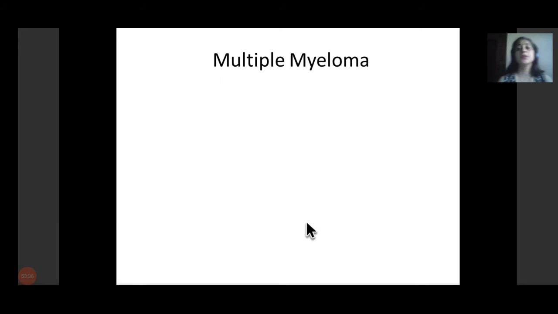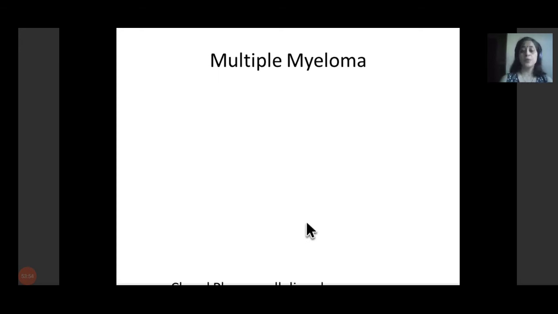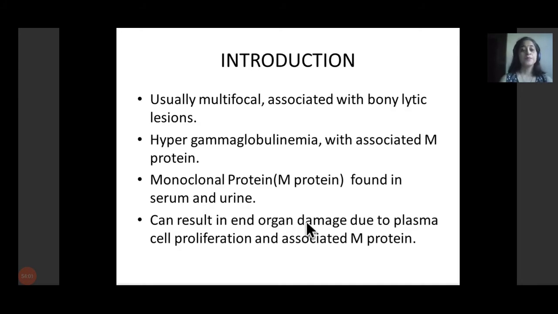Now we come to the third topic of our lecture today, which is multiple myeloma, or the clonal proliferation of the plasma cell neoplasm. And I'll go very quickly into it because I do not have much time. So this is, as the name suggests, a clonal process where the plasma cells are undergoing neoplastic proliferation.